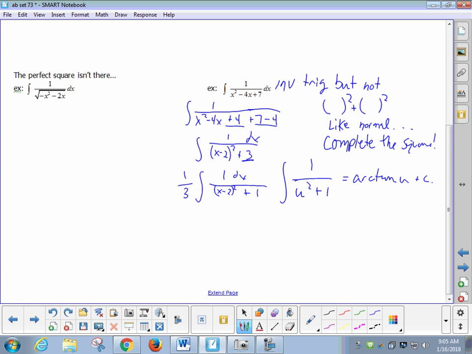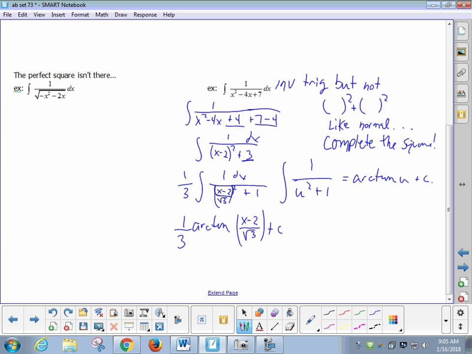You really need it to be all one big square. So would you write it as all one big square? X minus 2 over what all squared? Root 3. Okay. So the antiderivative is 1/3 arctangent of u, and u is x minus 2 over root 3, all plus c. That's completing the square.